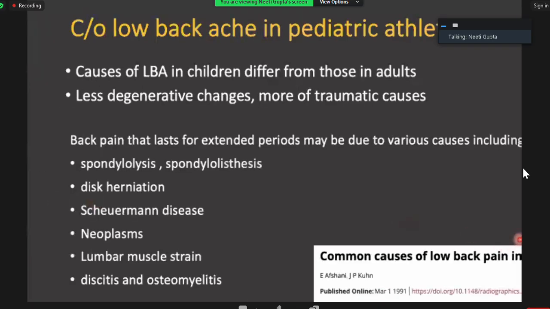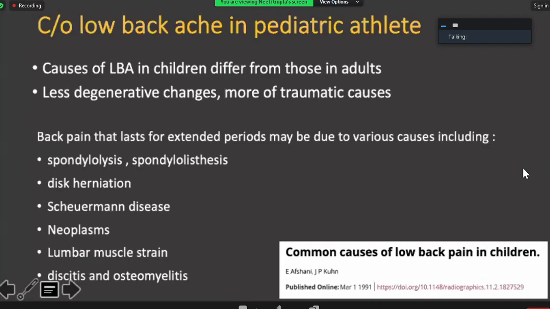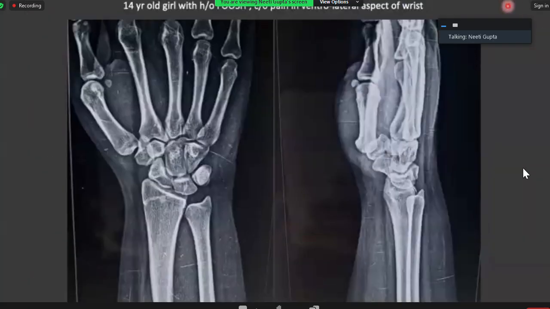So coming back to the presentation, now we are coming to another case of a 14-year-old girl who came with a history of a fall on outstretched hand. So what do you see here? Are you seeing any abnormality? After the fall, she is having pain in the ventrolateral aspect of the wrist.